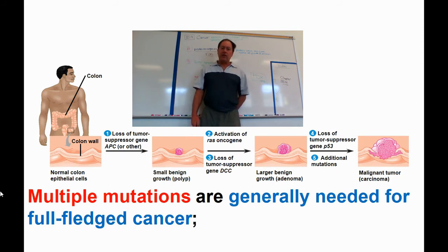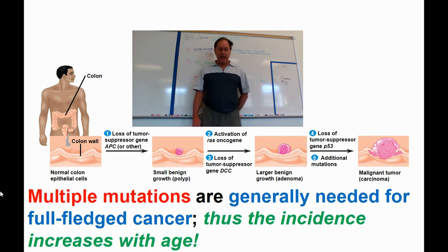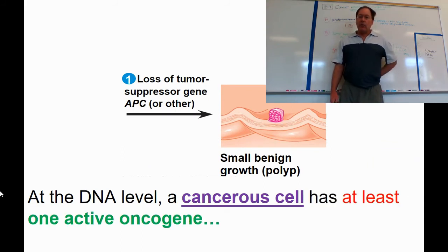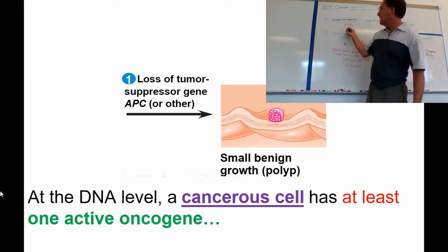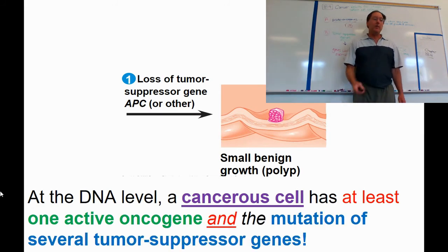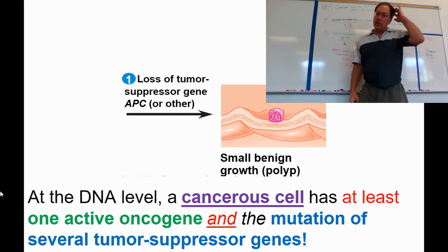Multiple mutations are generally needed for full-fledged cancer. I don't know what full-fledged means. Thus, the incidence increases with age. At the DNA level, a cancer cell has at least one active oncogene, so a proto-oncogene has been mutated, and the mutation of several tumor suppressor genes. I read in your textbook that it's about 5 to 6 mutations that you need here to knock out these things that help suppress tumors.